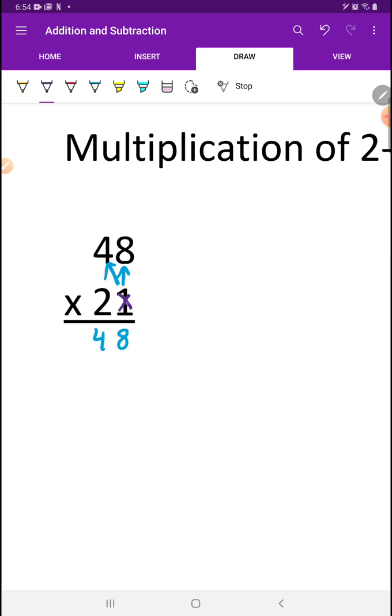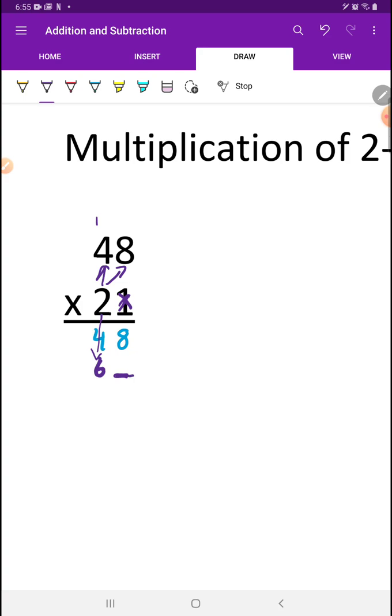So now we pretend this 1 doesn't exist, and we have to do the 2 times both numbers on the top. The thing here that's really important, though, is that we leave this space blank. Because this 2 is here, we have to start our writing there. So 2 times 8 is 16. We write the 6 and we carry the 1.